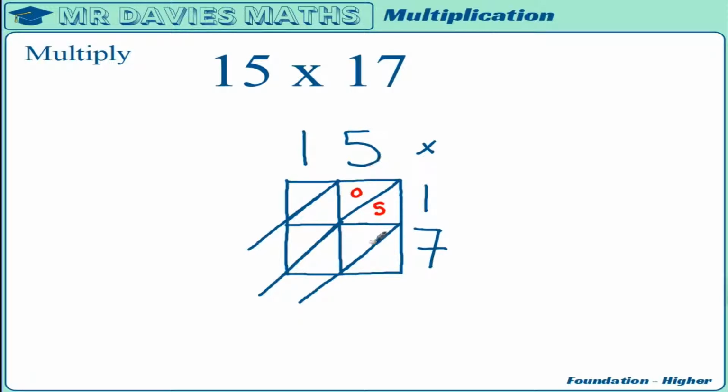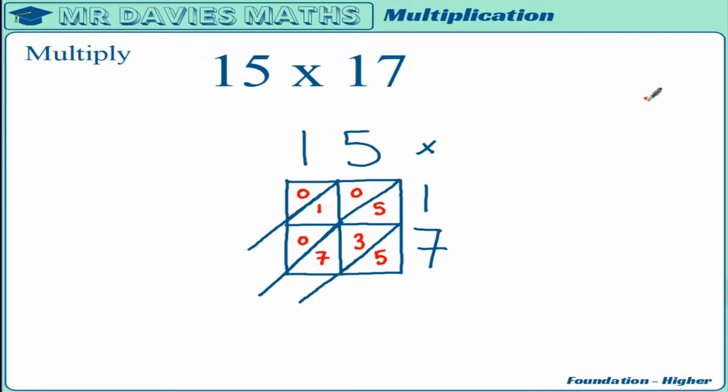So 5 times by 7, though, is 35. So I'm going to put 3 tens and 5 units for 35. 1 times by 1 is 1. So I'm going to put 0 tens and 1. And 1 times by 7 is 0, 7. Okay, so I've filled in the grid.